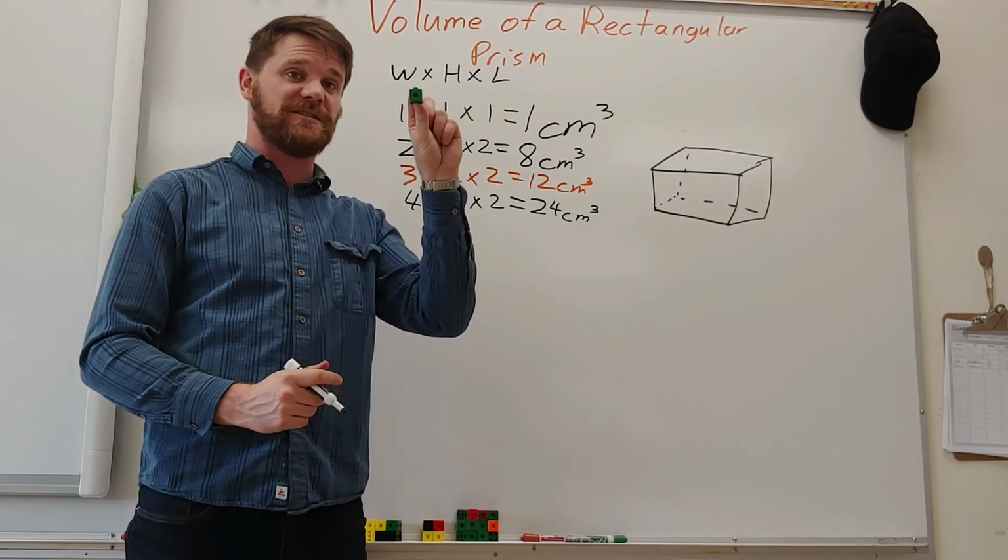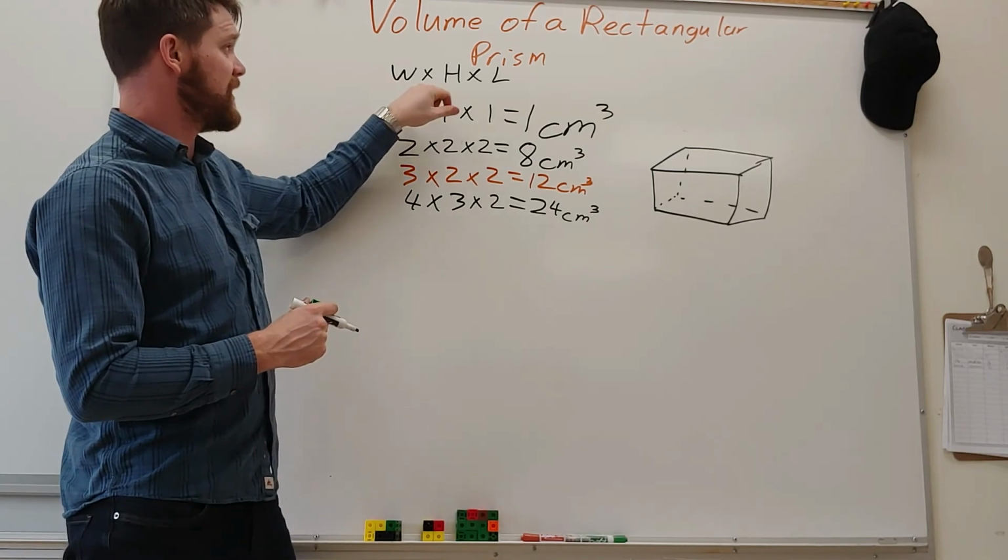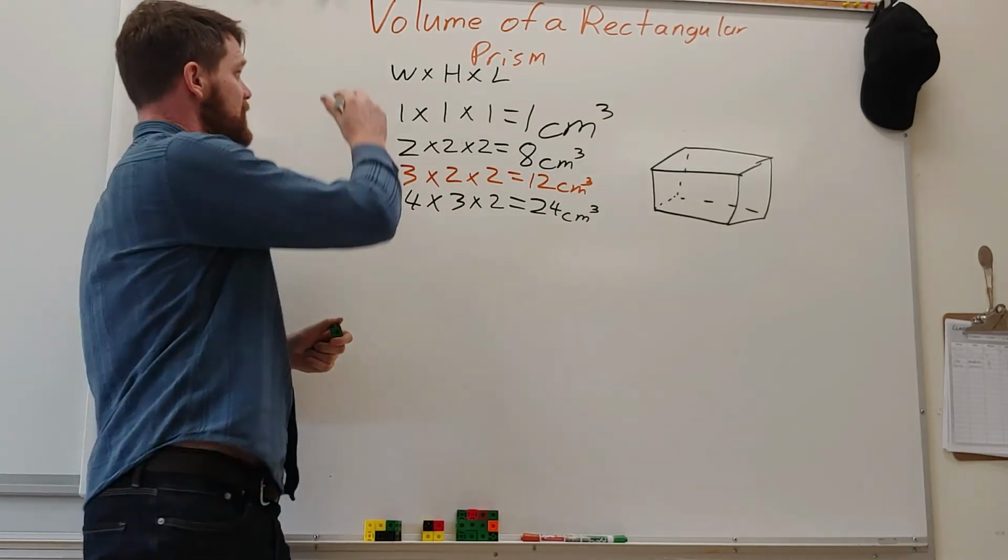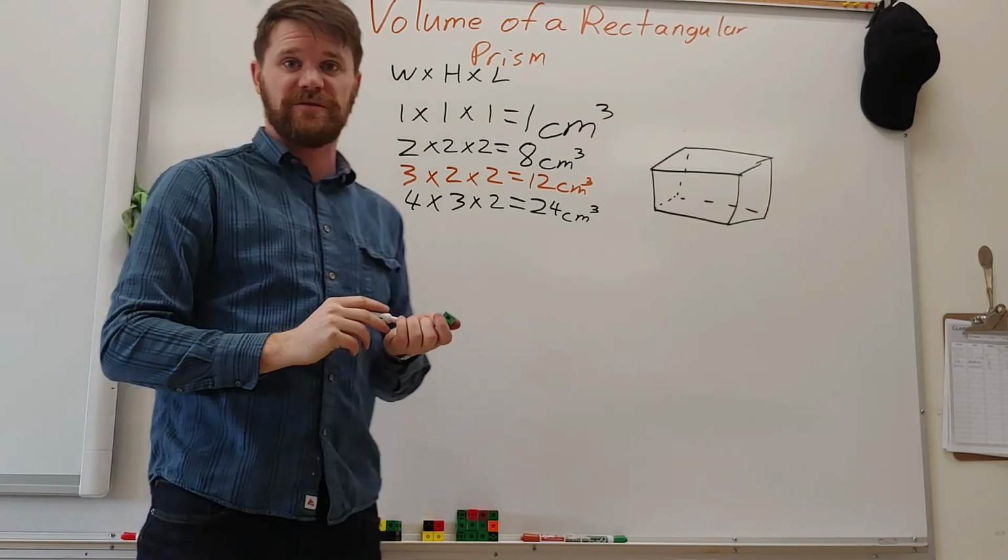So volume is how much space it takes up. The equation is width times height times length. The volume of a rectangular prism. All right.